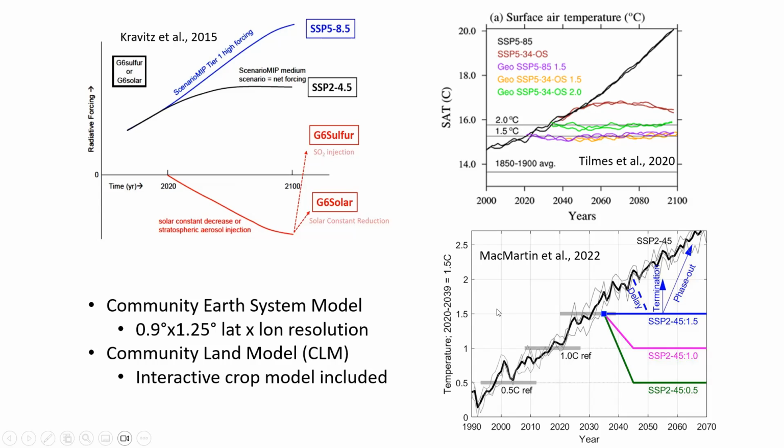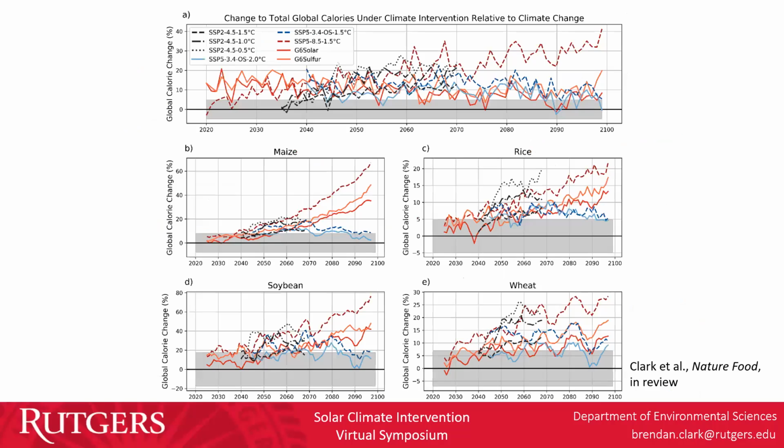And then finally, on the bottom right, we have scenarios that follow SSP2 4.5, this medium emission scenario. And so SAI is used to maintain 1.5 degrees above pre-industrial. So this is called the ARISE scenario, if anyone's heard of that before. There are also scenarios that use SAI to maintain 1 degree above pre-industrial and also 0.5 degree above pre-industrial. And so you can combine all of these scenarios.